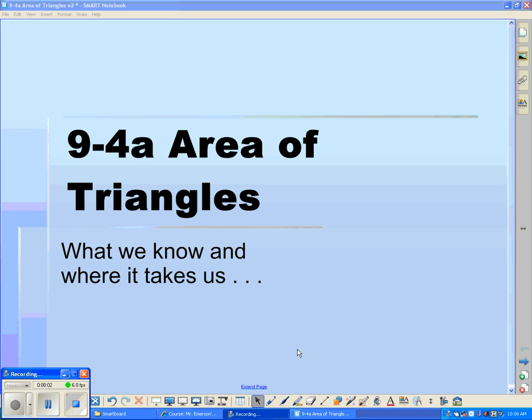Here we go. So today we're talking about area of triangles, and my fun little thought for today is what we know and where it takes us. So we're going to use some of the things that we know already. We're going to let those things lead us to what we need to know about finding the area of triangles.